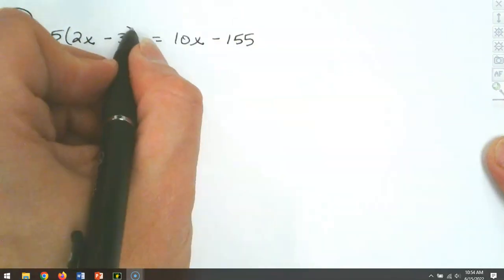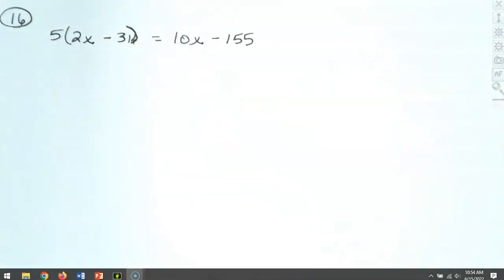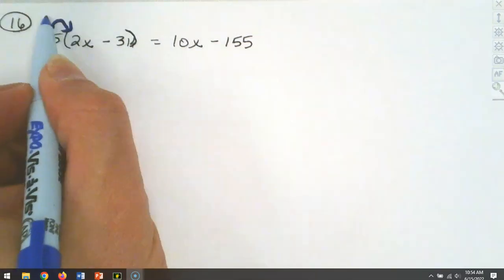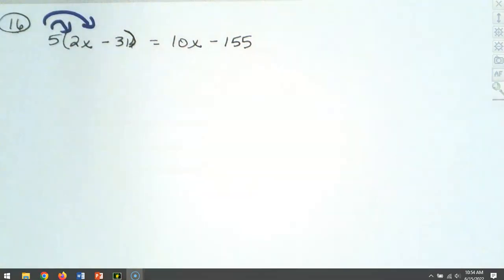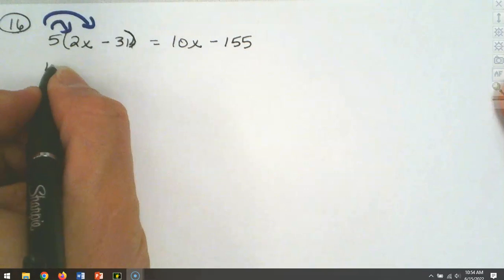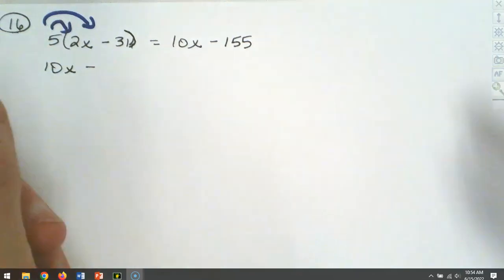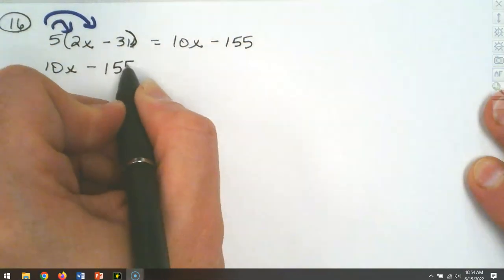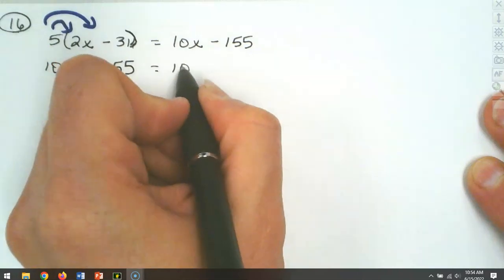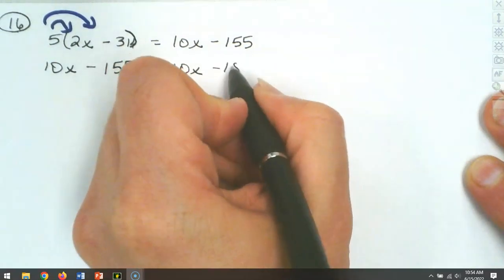So this is what we're going to work on. We're going to work on question 16 here. And we're going to see if this is a contradiction, a conditional equation, or if it's an identity. And so the first thing we always have to do is we need to remove our parentheses. And so let's go ahead and distribute that 5 through to begin with. And when I distribute that 5 through, that gives me a 10x. And then I've got 31 times 5. That's a minus 155 when I distribute through. And that is then equal to 10x minus 155.